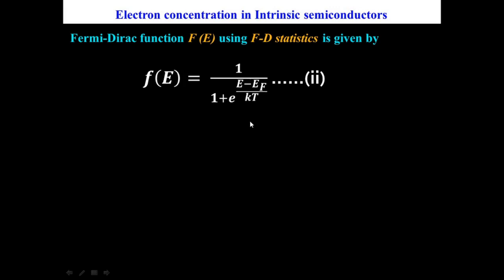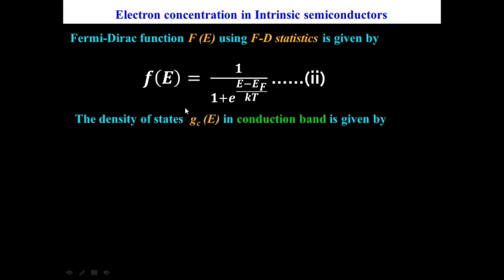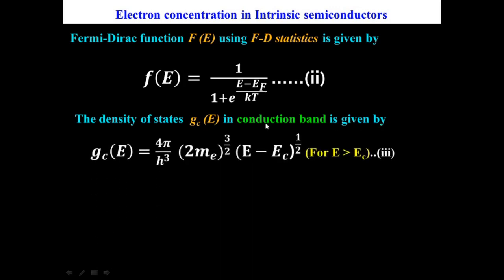Also, the density of states GC(E) in the conduction band is given by this famous formula: GC(E) is equal to 4 pi over h cubed, times (2 me) to the power 3 by 2, times (E minus EC) to the power half, that is the square root of E minus EC, for E greater than EC. Suppose this is equation number 3. So this is the formula for the Fermi function, equation number 2, and this is the expression for the density of states GC.